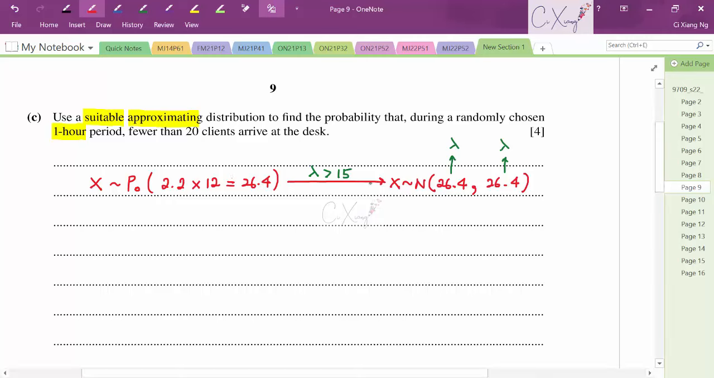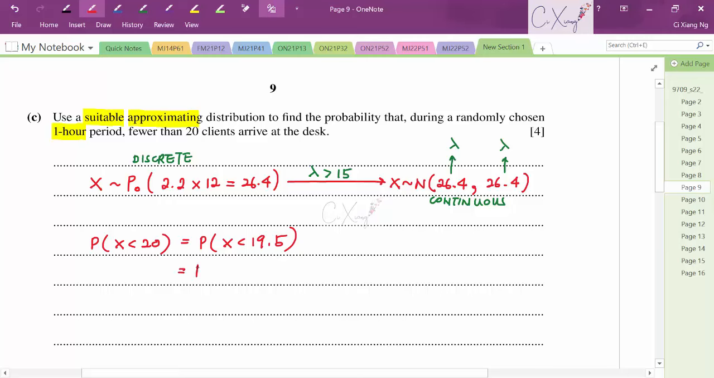After we change it to a normal distribution, we want to calculate the probability where fewer than 20 clients arrive, so we are looking for x smaller than 20. Poisson is a discrete random variable, and the normal distribution is a continuous random variable. Therefore, when changing from discrete to continuous, we need to apply continuity correction. For this case, smaller than 20 should be smaller than 19.5 after the adjustment.